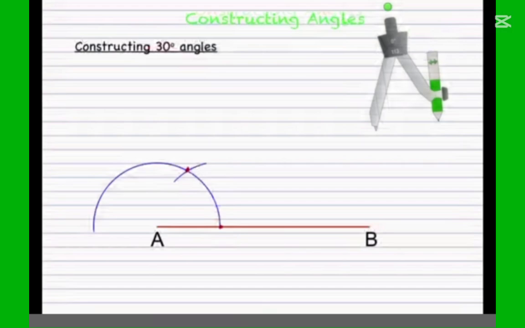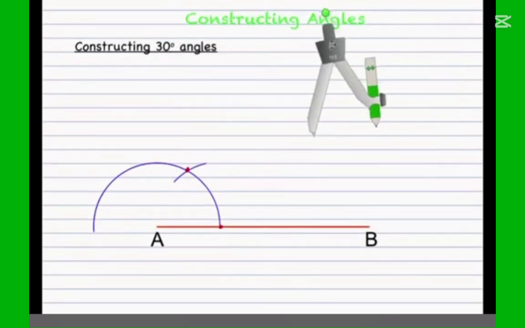Alright, so now that we know how to bisect an angle, let's move on to the construction of the 30 degree angle. Now a 30 degree angle is just a half of 60 degrees. So if I can bisect a 60 degree angle, then I would have created the 30 degree angle. So assume that I already have a 60 degree angle.